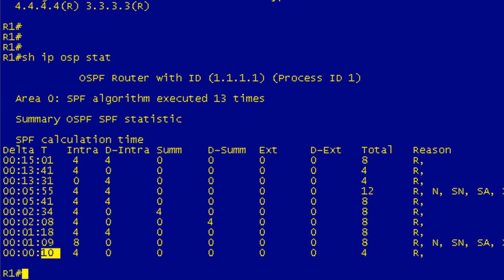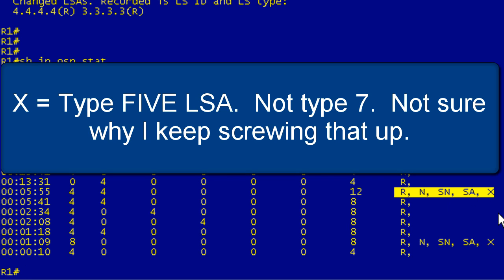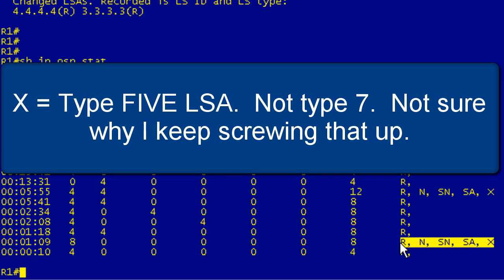And let's pop back over here. It looks like when we're adding and removing ISPF, we're getting this reason code where it's using all the different LSA types: RN, SN, SA, and X. That's LSA type 1, 2, 3, 4, and 7. So that must be what's triggering that.